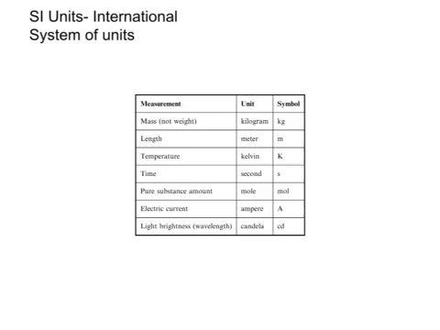This table shows 7 SI base units: kilogram for mass, meter for length, Kelvin for temperature, second for time, mole for pure substance amount, ampere for electric current, and candela for light brightness. In chemistry, a kilogram is a large quantity, and it makes more sense to use grams than kilograms. 1 kilogram equals 1,000 grams.